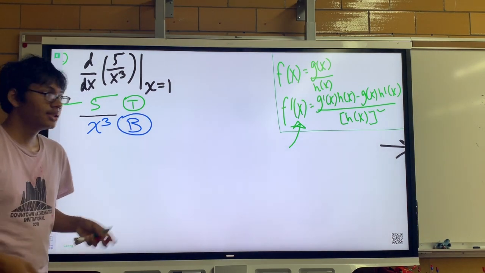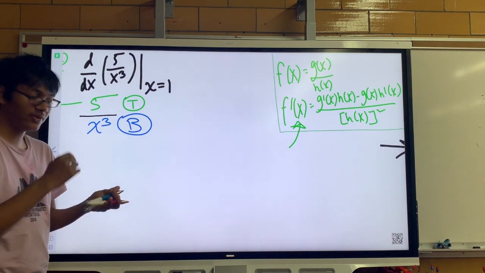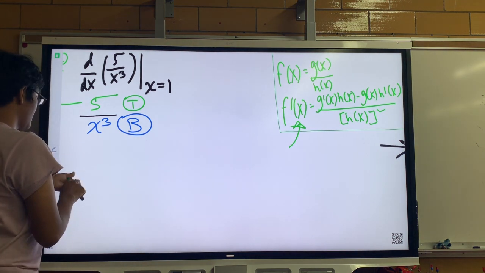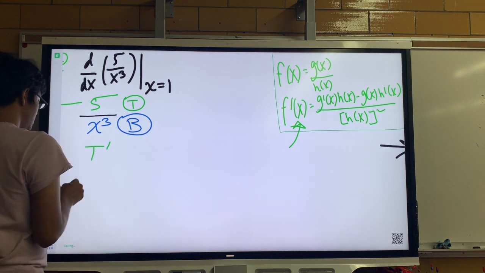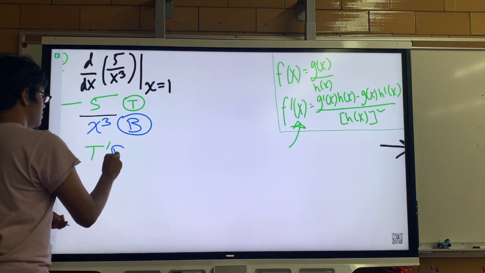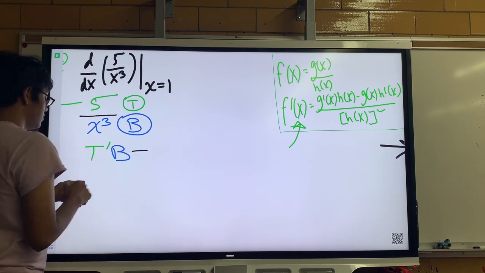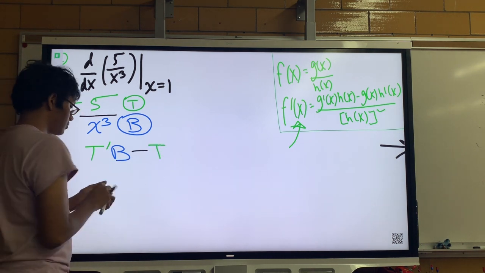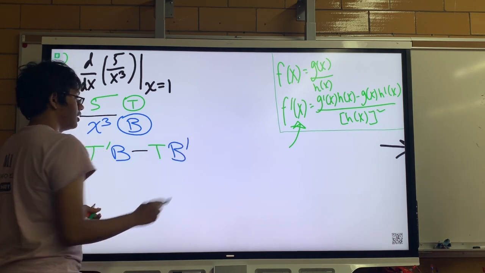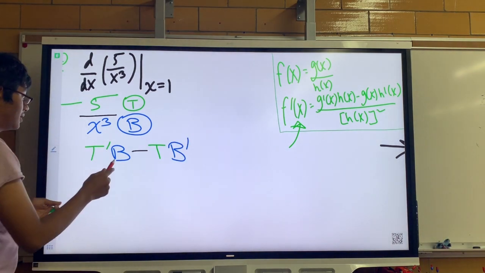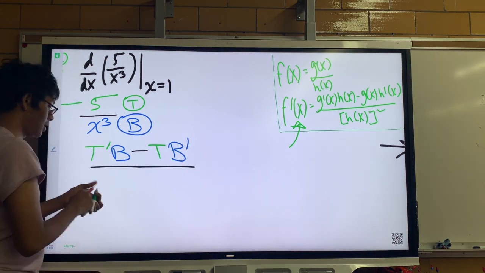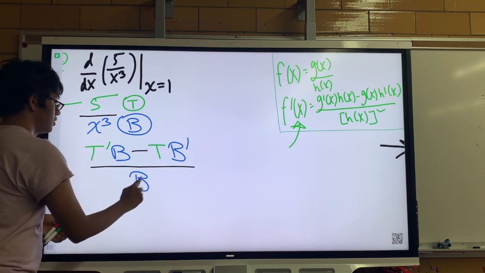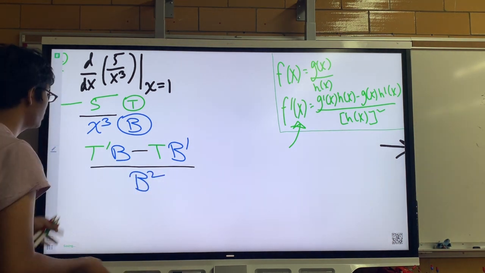So remember, the derivative of this quotient is gonna be the derivative of the top times the bottom minus the top multiplied by the derivative of the bottom. And I divide all of that by bottom squared. Okay, let's go ahead and do that.